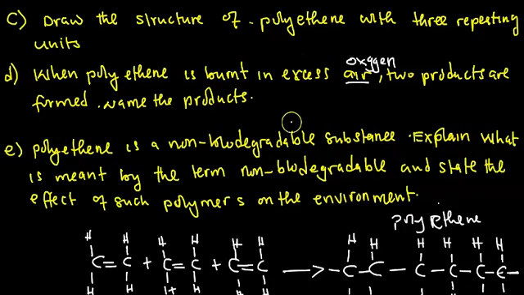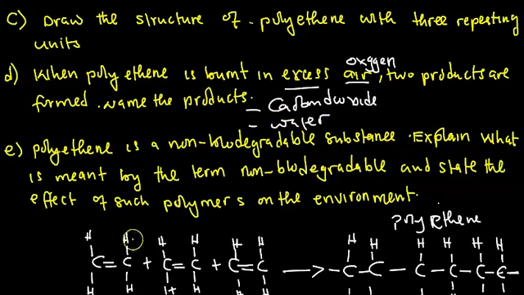Now when the organic compound undergoes combustion reaction, what happens? Products are produced. It depends. So here I'm saying excess, which means carbon dioxide. What else? Water. So carbon dioxide and water are the 2 products.